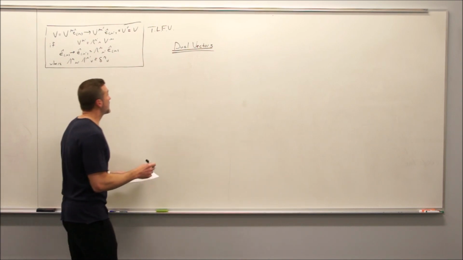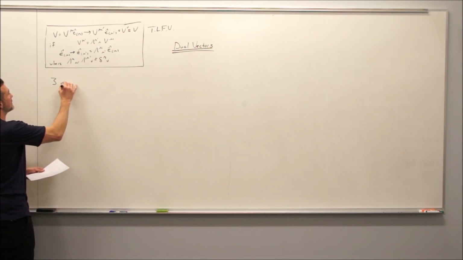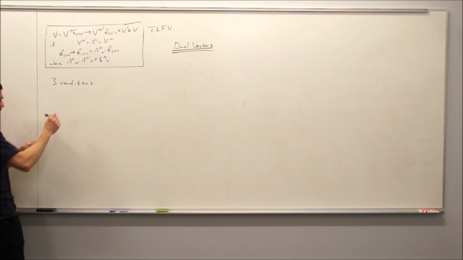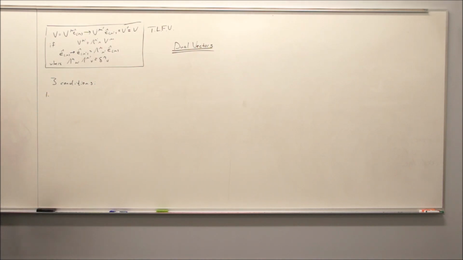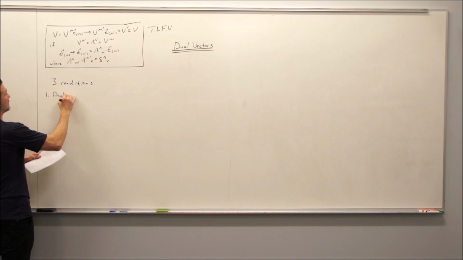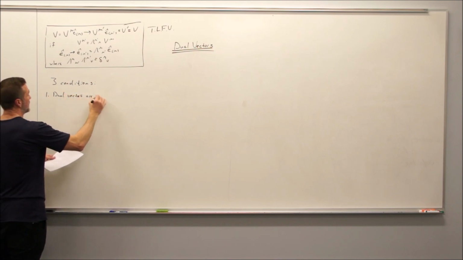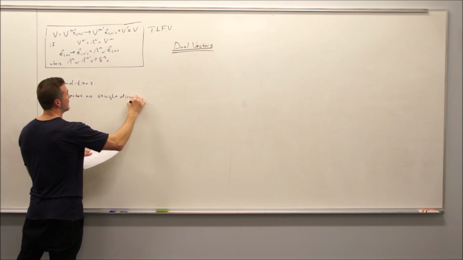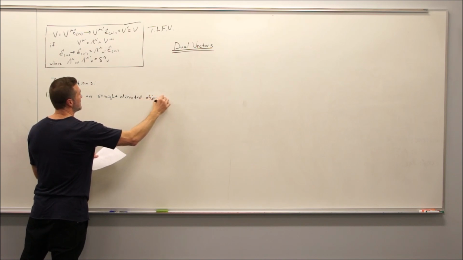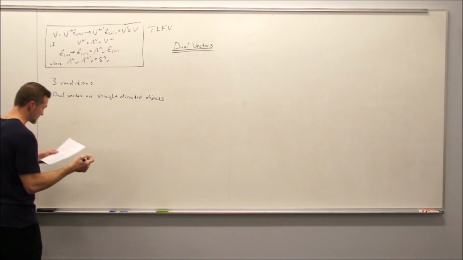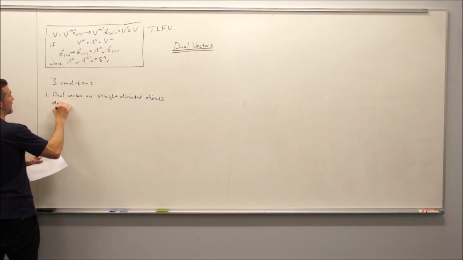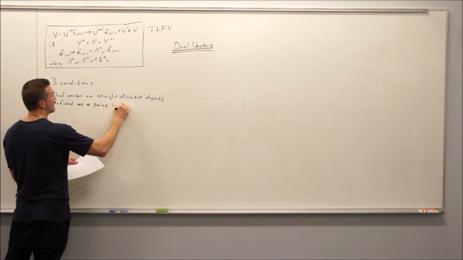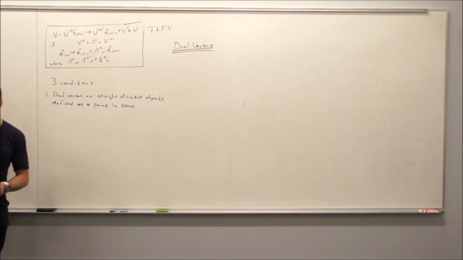But we can define dual vectors by basically three conditions. And it's going to start out very similar to what we did to define or talk about vectors. So dual vectors are straight, directed objects, in the same way that vectors are straight directed objects, defined at a point in space or space-time. Okay? So remember what we talked about with vectors?